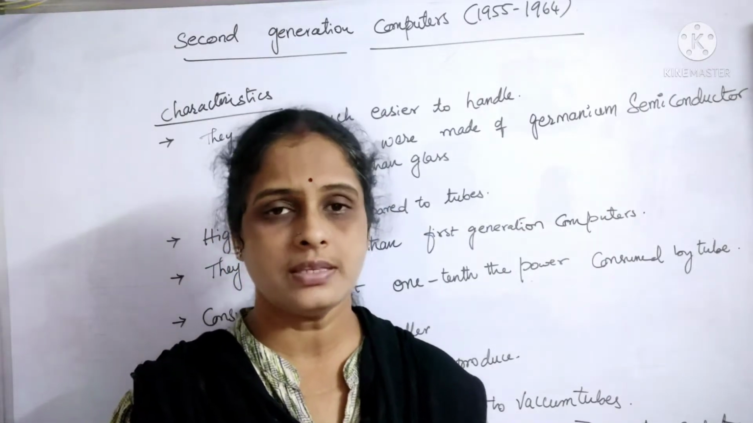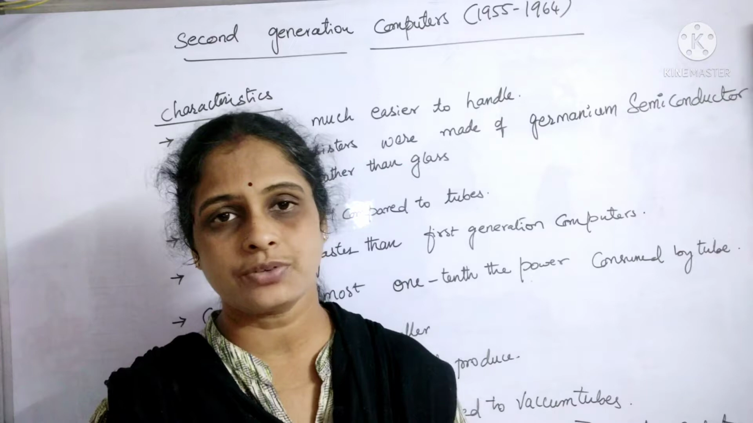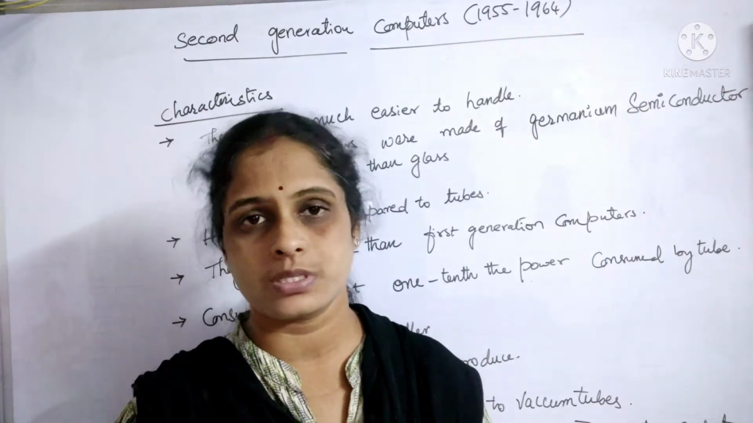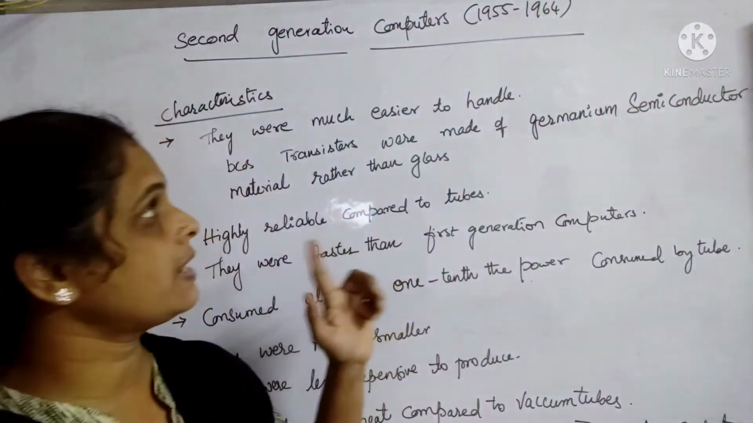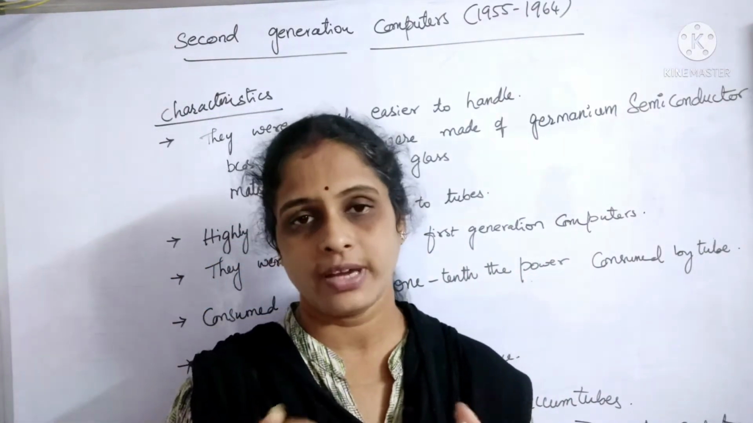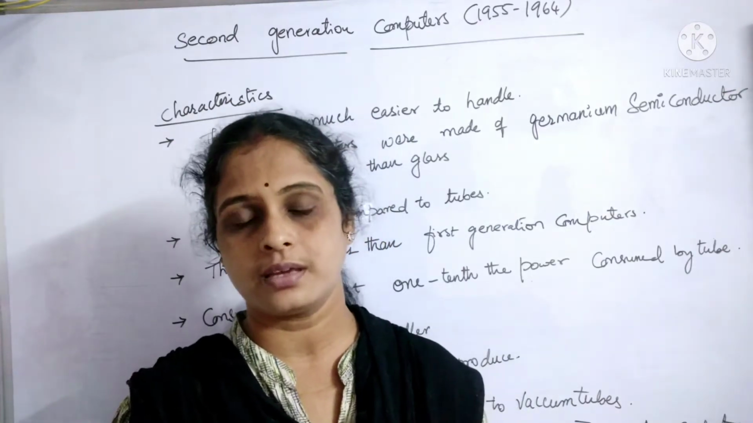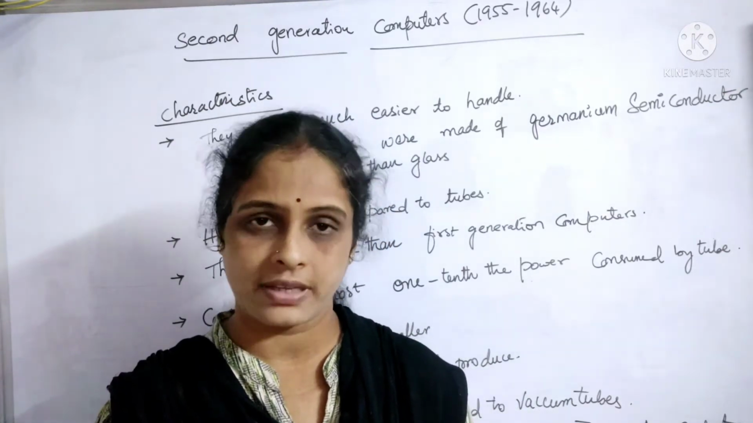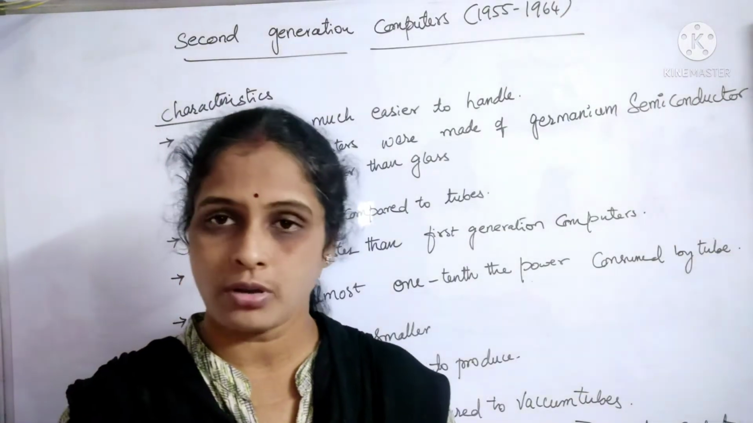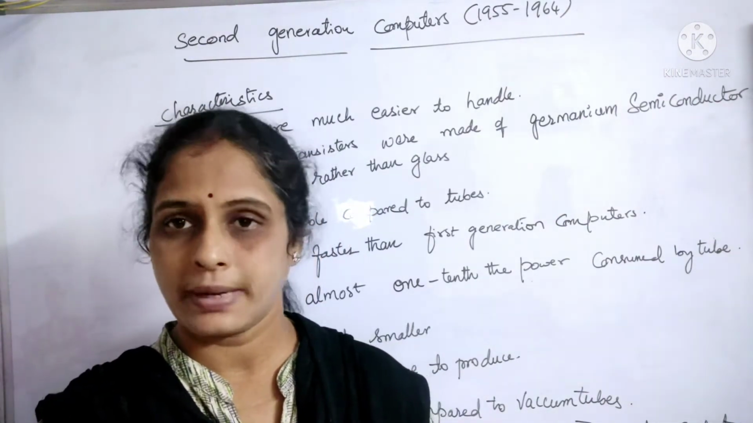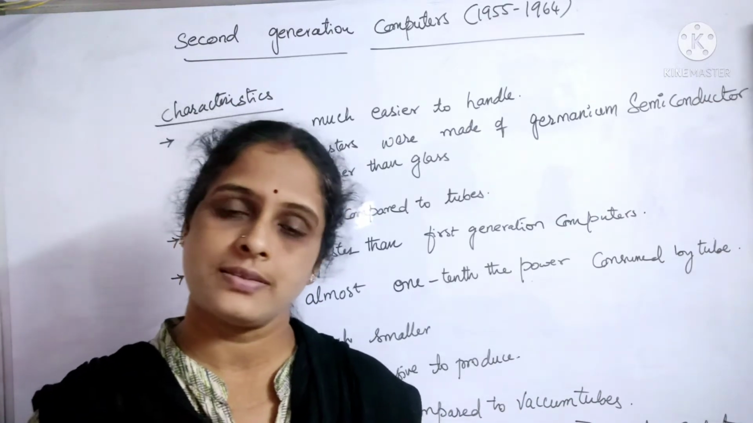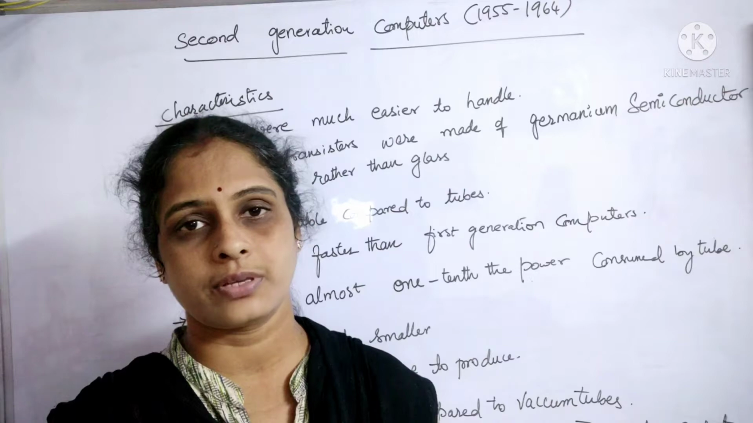Hello students, in this session we will discuss second generation computers. The period of the second generation computers was 1955 to 1964. Transistors were invented in those days. In the year 1947, transistors were invented by William Shockley and Walter Bertrand. These two were the people who invented transistors in Bell Laboratories.